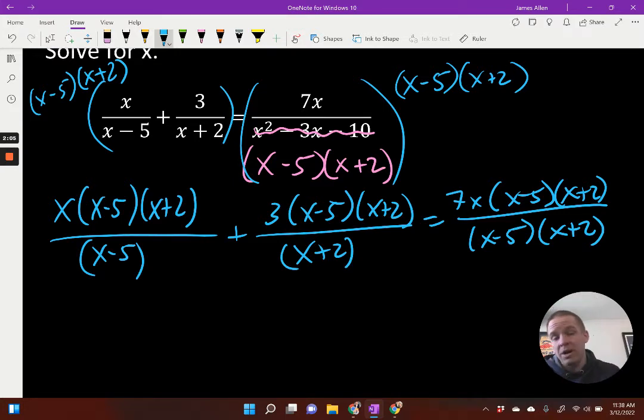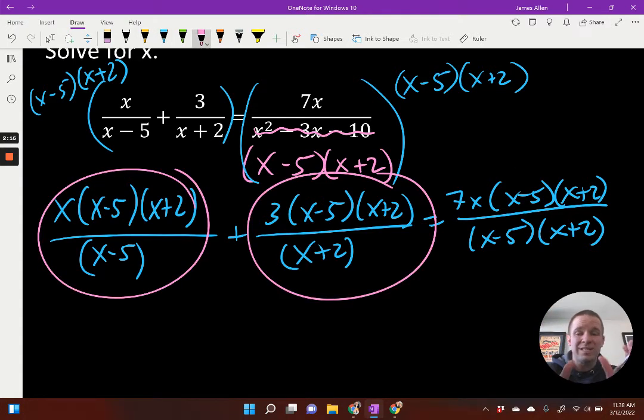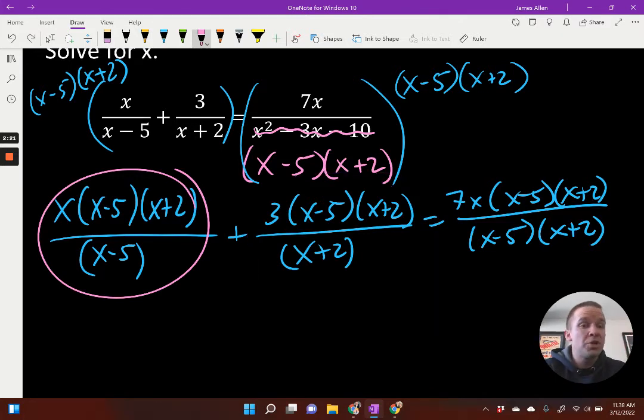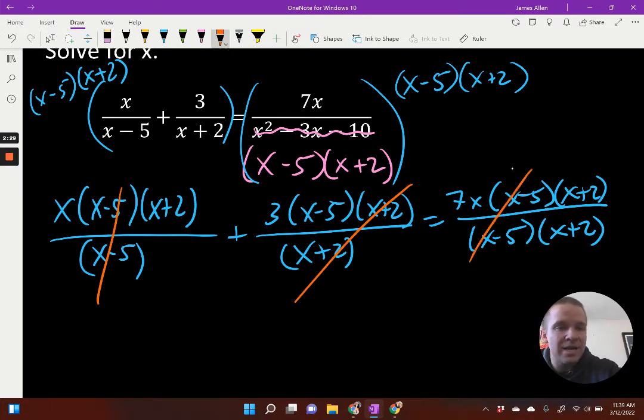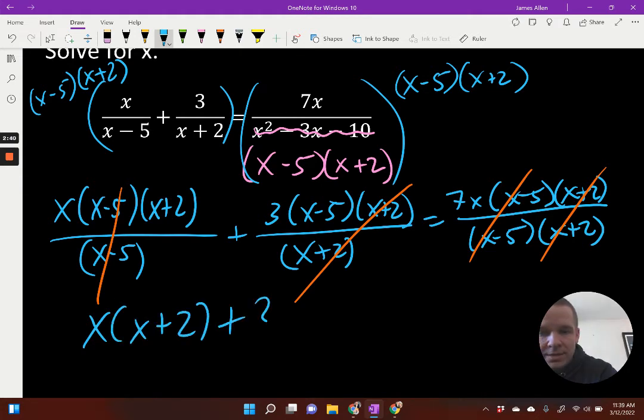Next up, we're going to start canceling with our denominators. Now, you might be like, well, there's some addition there. But these are separate fractions, so we can simplify individually. It's not all one fraction with addition and subtraction in it, which is a no-no when you're canceling. So I can cancel the x minus 5s, I can cancel these x plus 2s, and I can cancel these x minus 5s and x plus 2s. Look at that, all of my denominators are gone. So I've got x times x plus 2 plus 3 times x minus 5 equals 7x.